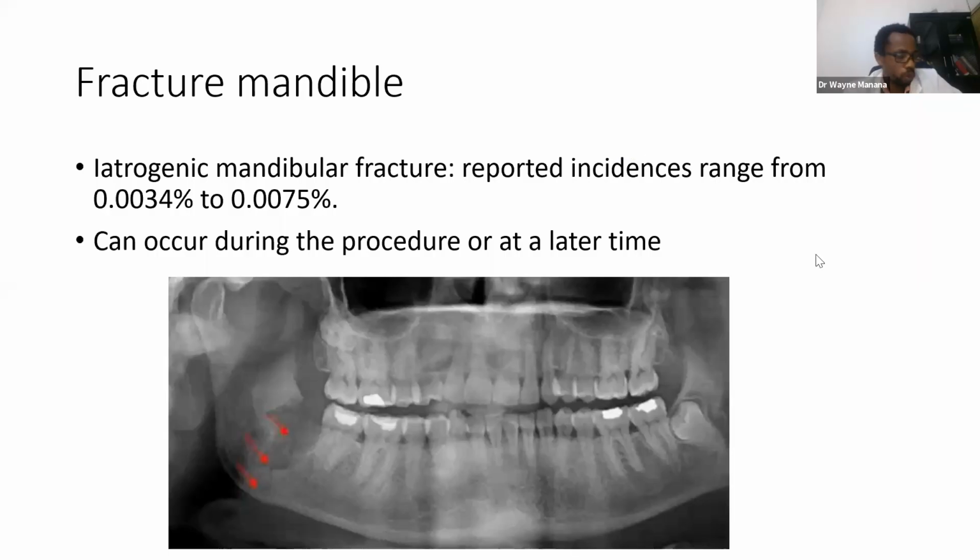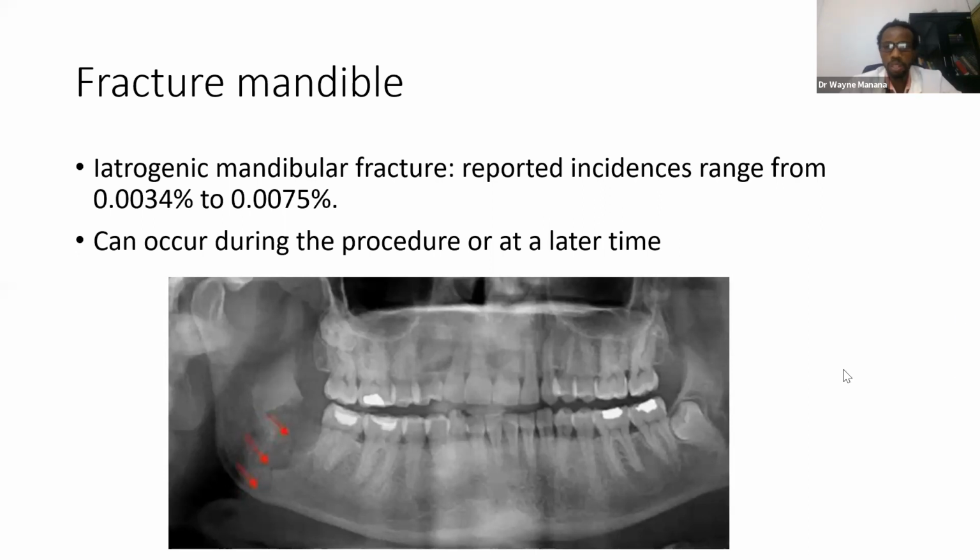So we'll continue with some of the disasters, 101 disasters in third molar surgery. Iatrogenic fractures of the mandible: the incidence is very, very low. But whereas it's low to that one particular patient, it's very devastating. It's no longer about numbers; it's 100% to that particular patient who is affected.